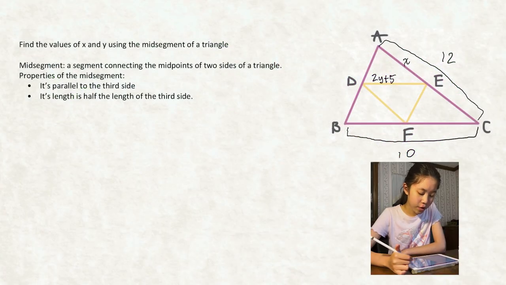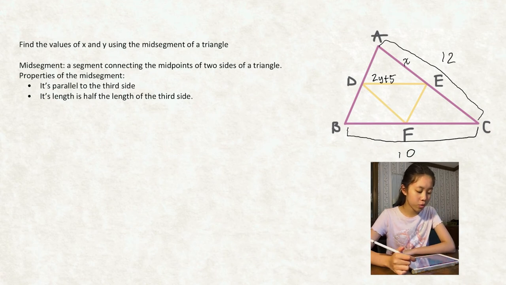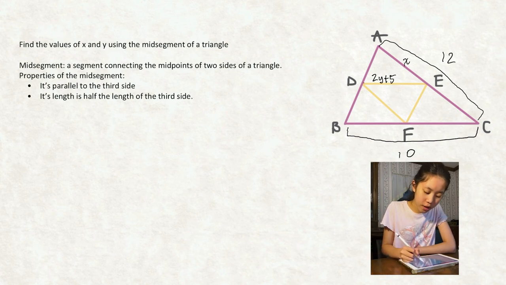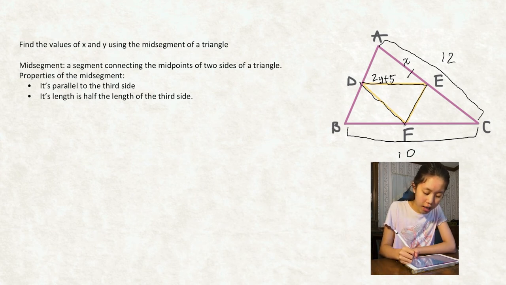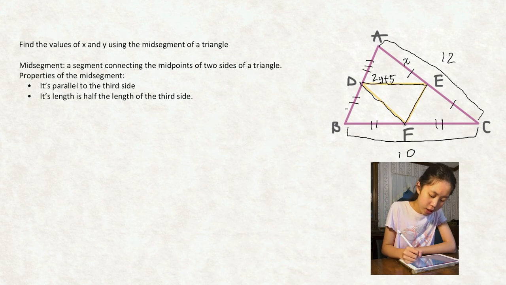Okay, so first we will try and solve x. To solve x, we will be using the idea that a midsegment connects the midpoints of two sides of a triangle. And here, each midsegment connects the midpoints of each of the two sides that it touches. So here, AE and EC would be equal, FC and BF would be equal, and AD and DB would be equal.